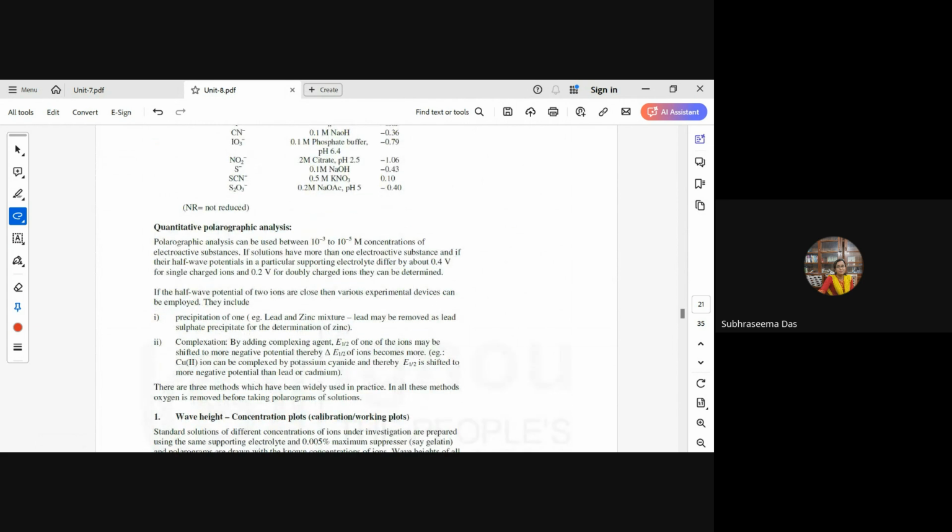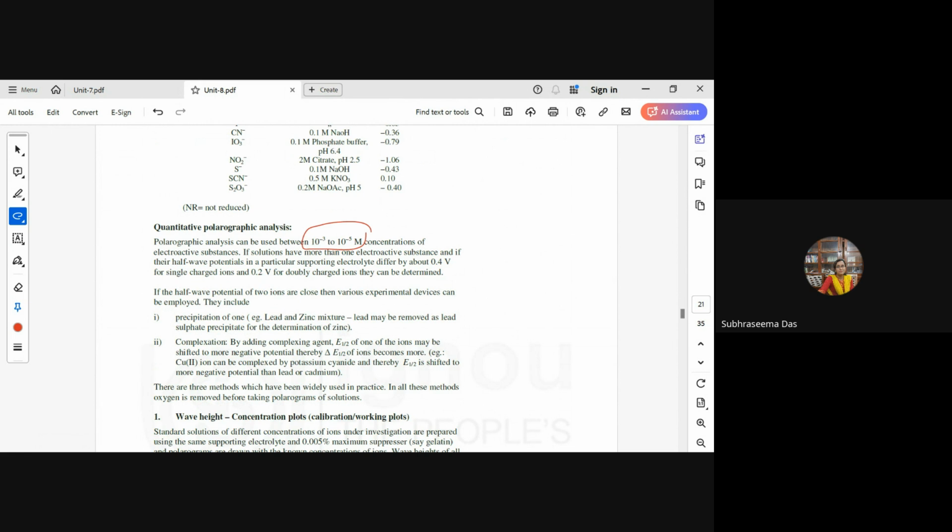The quantitative polarographic analysis. Polarographic analysis can be used for detection of 10 to the power minus 3 to 10 to the power minus 5 molar concentrations of electroactive substances. If the solution has more than one electroactive substance and their half-wave potentials in a particular supporting electrolyte differ by 0.4 volt, then they can be determined.